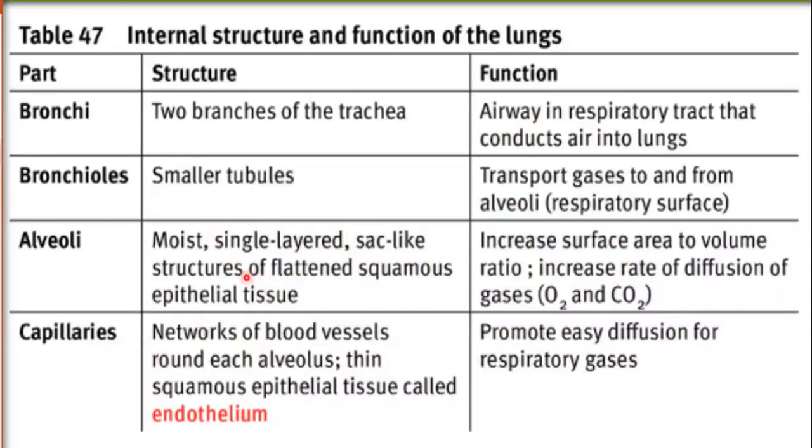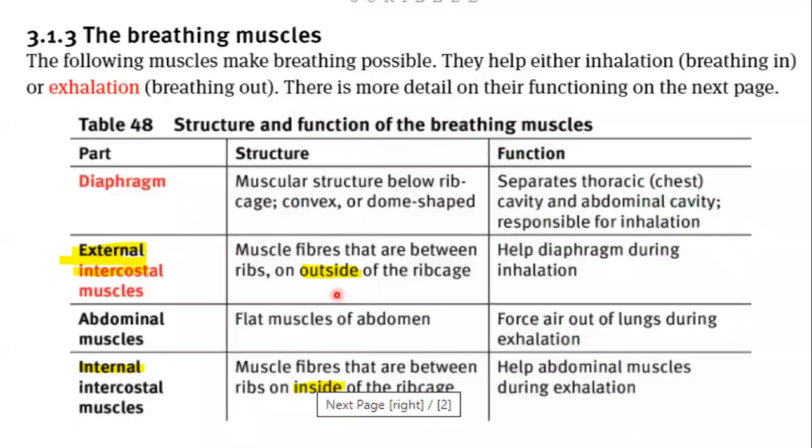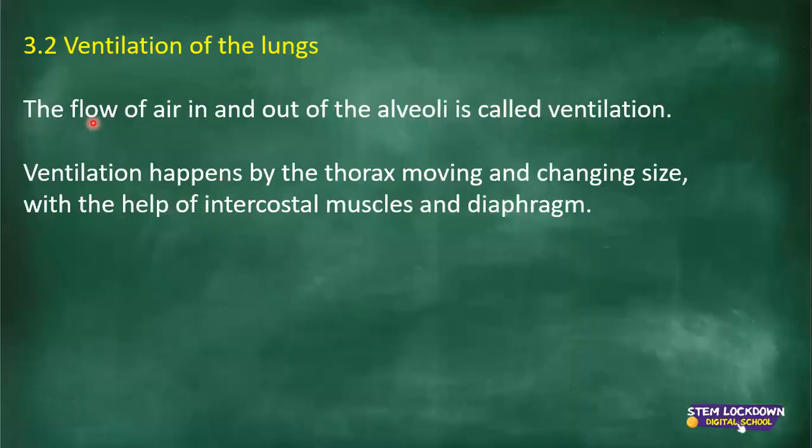It is a moist single-layered sac-like structure of flattened squamous epithelial tissue. So those balls of sacs that I showed you, those are the alveoli. They are the ones that are mainly playing a crucial role in ventilation. How? The flow of air in and out of them is called ventilation. So the air flows in and out of them.